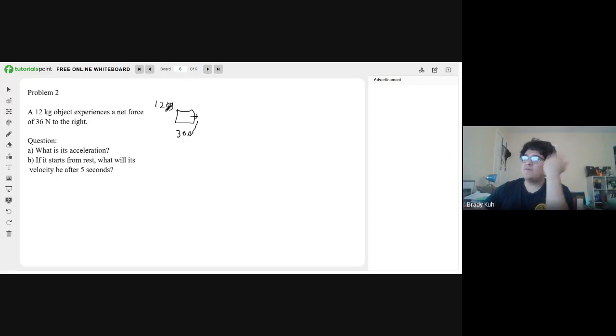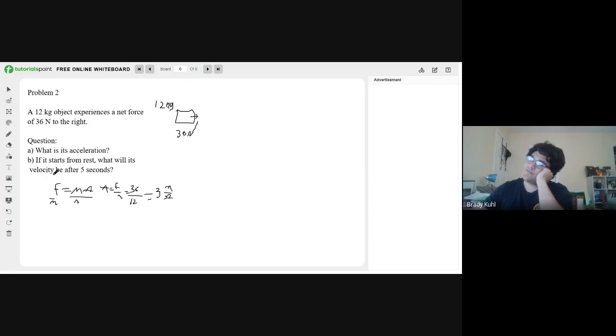Now, first, we want to find the acceleration. F equals mass times acceleration, divided by m, and you get A equals F over m, or 36 over 12, which equals 3 meters per second squared.